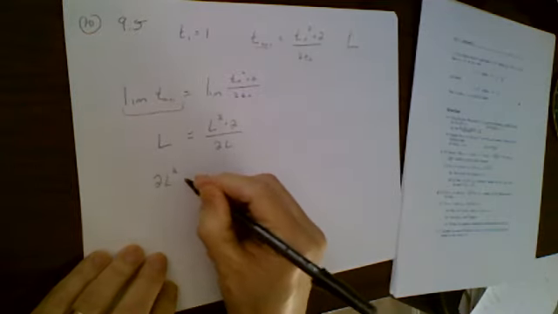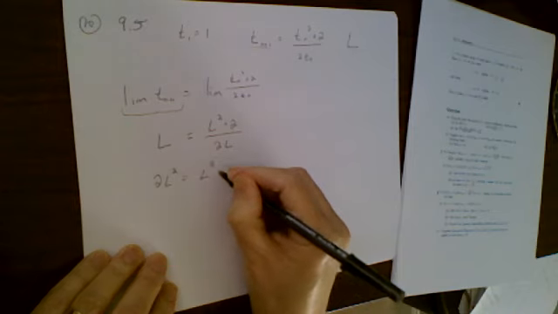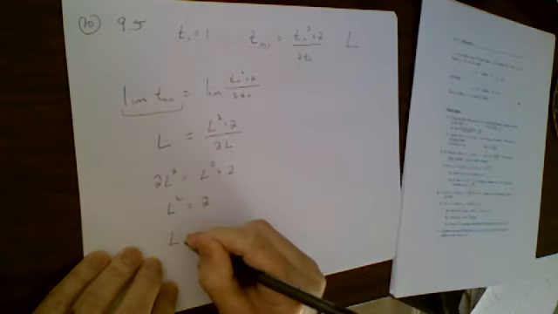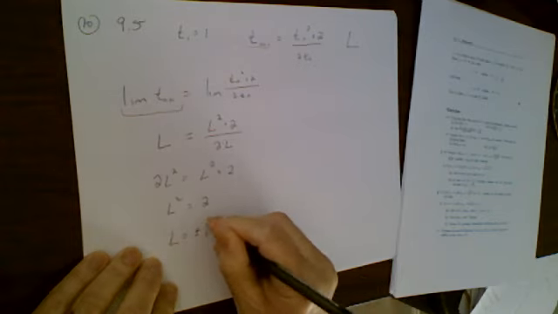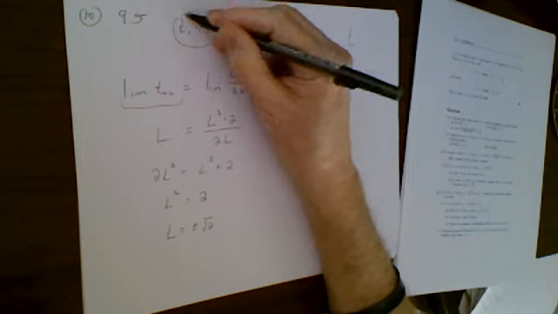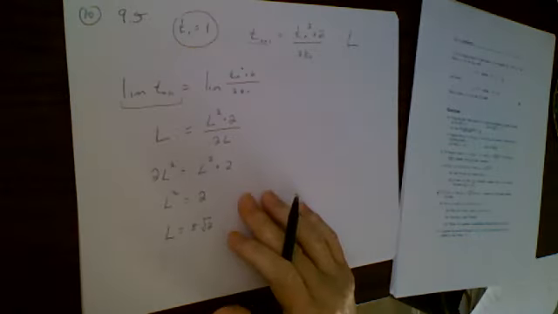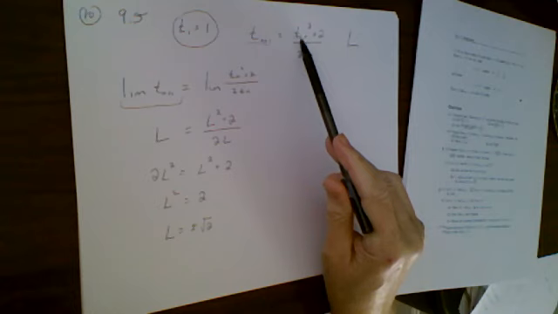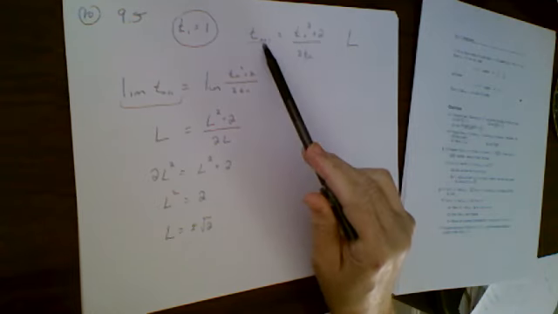Well, this means 2L squared is L squared plus 2. That means L squared is equal to 2. That means L is plus or minus the square root of 2. So the only possible candidates to be the limit are plus or minus the square root of 2. But notice the first term in the sequence is positive. If you plug a positive number in here, you're going to get a positive number back. If t sub n is positive, then t sub n plus 1 is going to be positive.